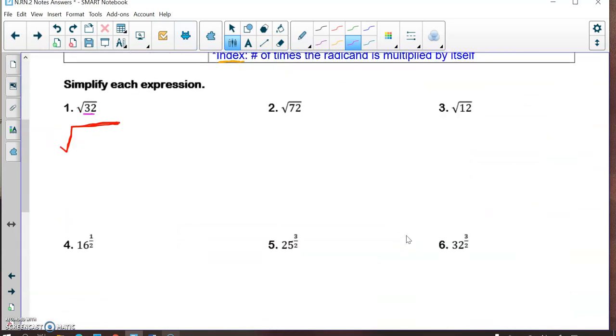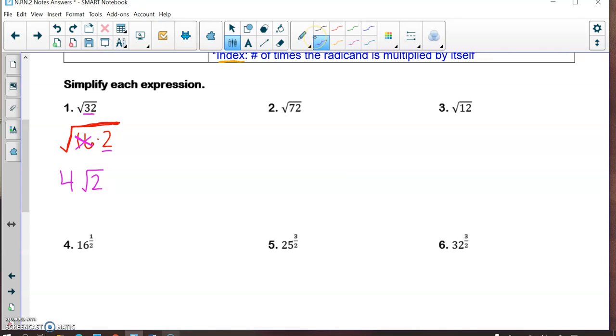So I'm going to show you again on here, on your notes. So we split 32 up into the perfect square factor of 16 times the non-perfect square factor of 2. We then did the square root of 16 because it's a perfect square. The square root of 16 is a 4, and we took that 4 out. The square root of 2 is not a perfect square, so that remains underneath your radical.